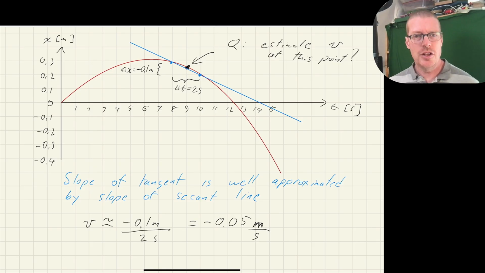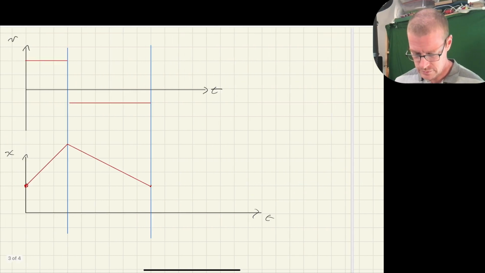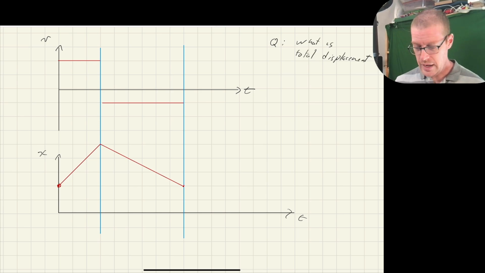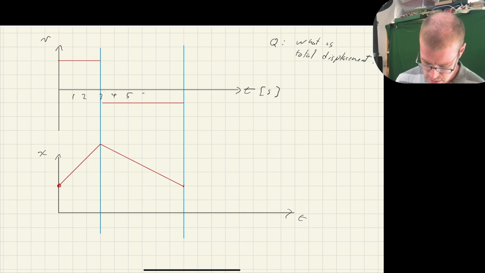Yet another thing you might want to do from these sort of graphs is calculate the total displacement from a velocity time graph. So let's actually reuse this one. Ask what is the total displacement? And for this, I'm going to have to put units on here. So let me do that. So this will be time in seconds. Let's do velocity in meters per second.